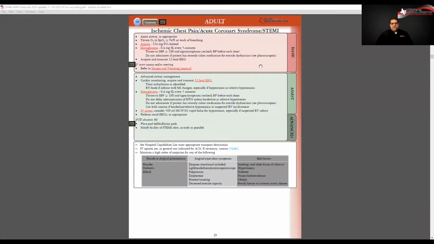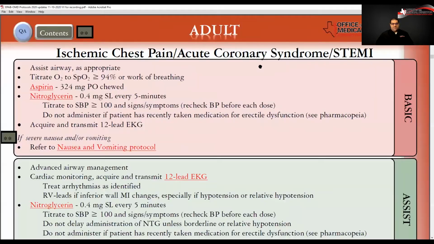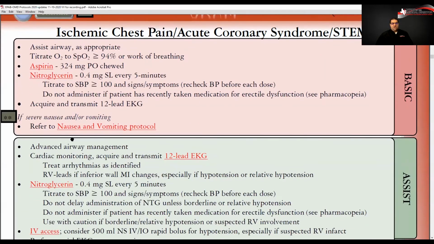All right, ischemic chest pain or acute coronary syndrome. So at the basic level, again, this call out for severe nausea or vomiting, referring to that nausea and vomiting protocol, which has the treatment of ondansetron ODT, as I've mentioned in some of the other protocols before. And that's really the only change for the basic level.